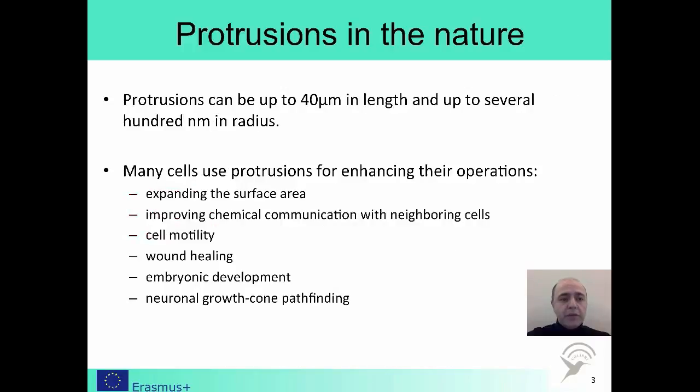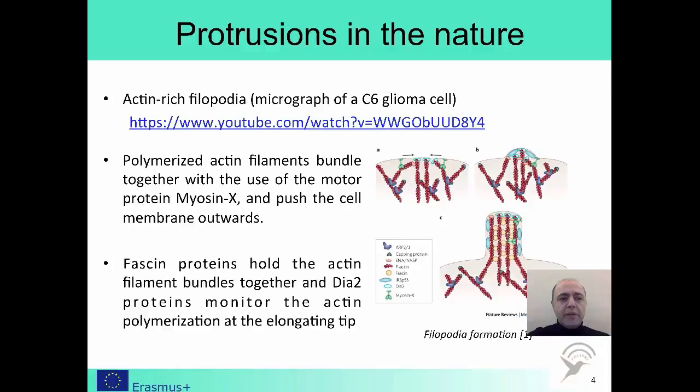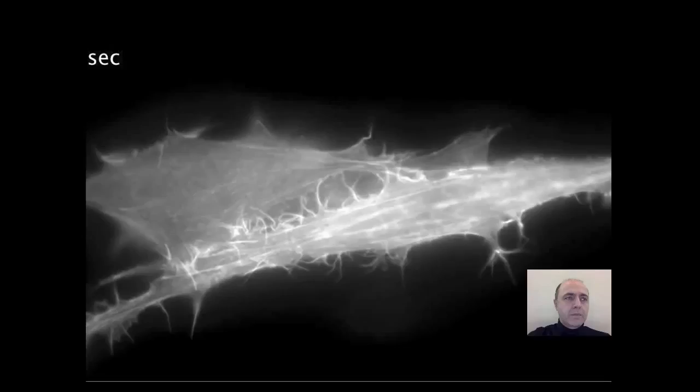A protrusion can be as long as 40 micrometers, and the radius might be several hundreds of nanometers. They can be used to expand the surface area for better reception of the chemical signals from the neighboring cells, for cell motility, healing the wounds, embryonic development, and neuronal growth cone pathfinding. Now let's have a look at the short video at the following link provided by Michael Schell.